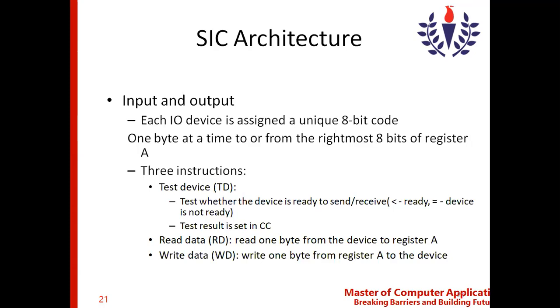If the X value is 0, it represents direct addressing mode. If the X value is 1, it represents the indexed addressing mode. This is how we have the different types of addressing modes.